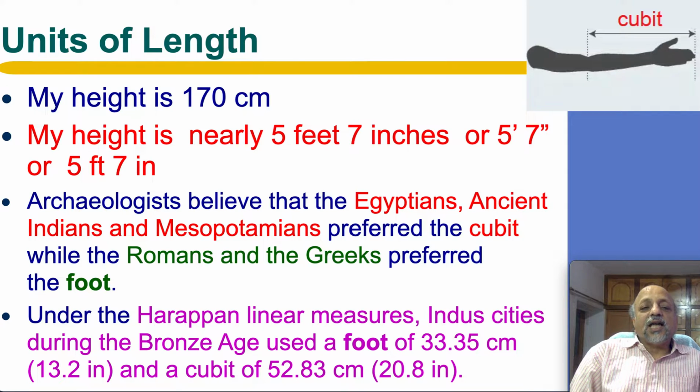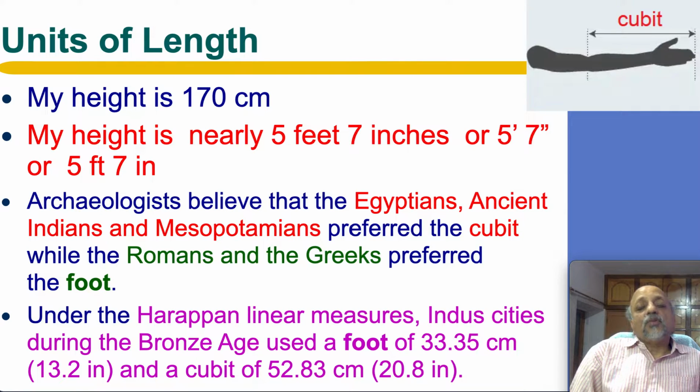So the quantity like height, length of objects were known to us right from the civilization long back, even before Bronze Age. Archaeologists believe that Egyptian, ancient Indians and Mesopotamians were using a unit called cubit. Cubit is shown in the picture. It is defined by this. The definition of cubit is clear to you from the picture above my image.